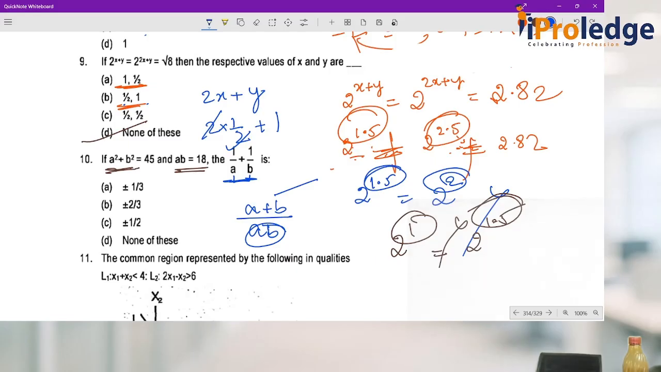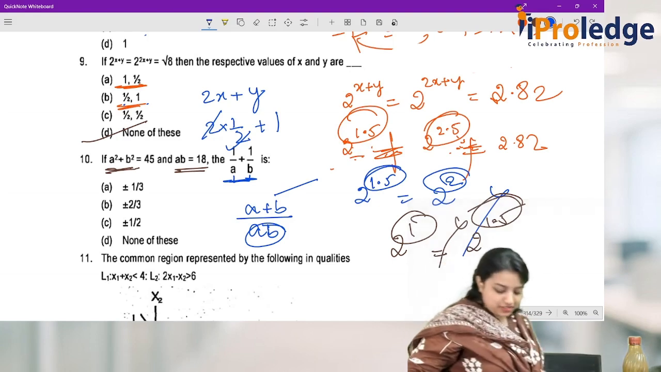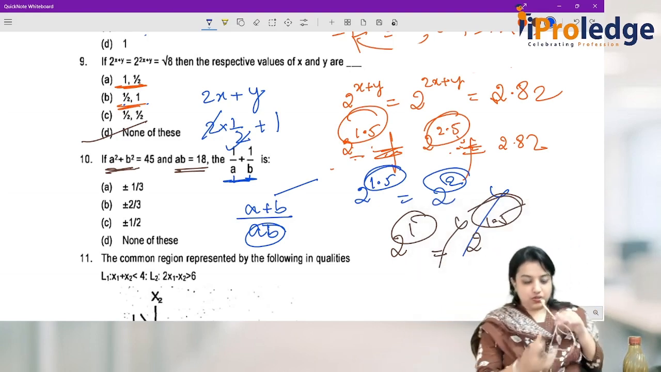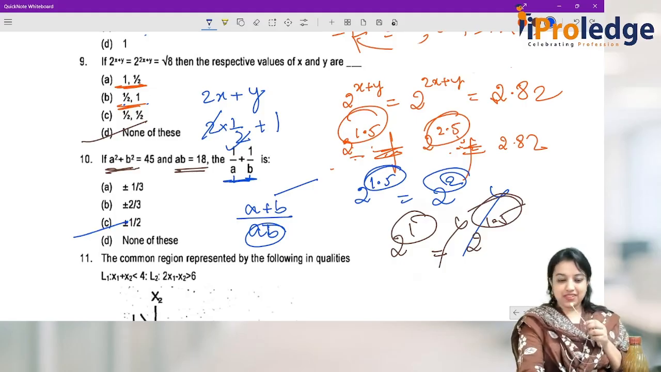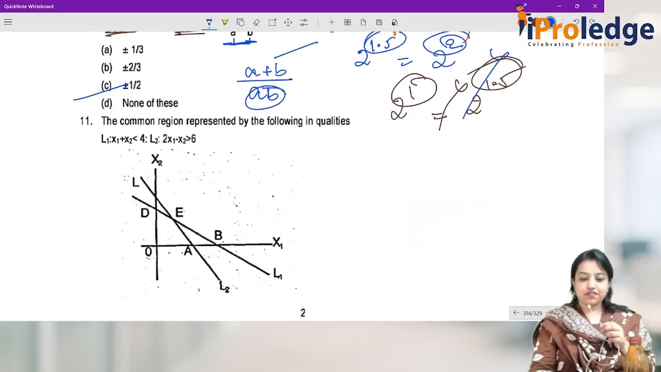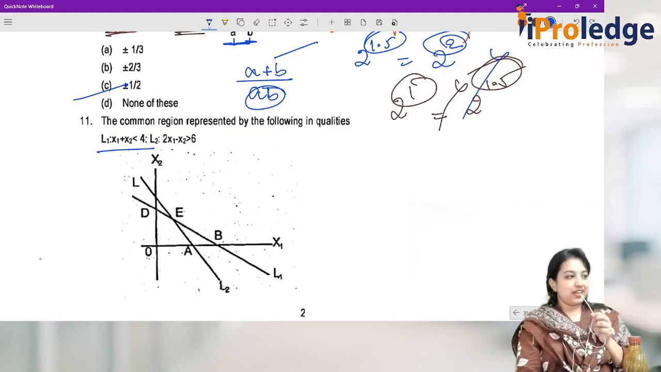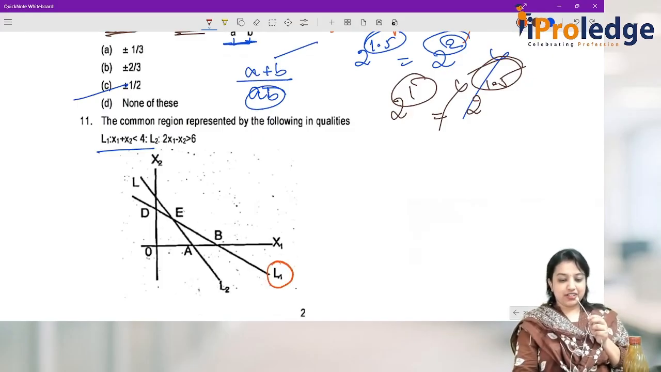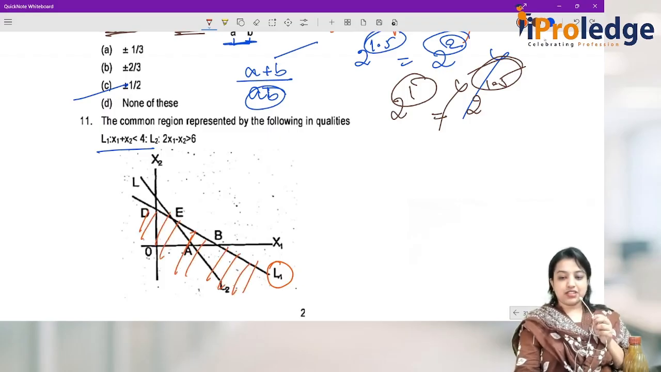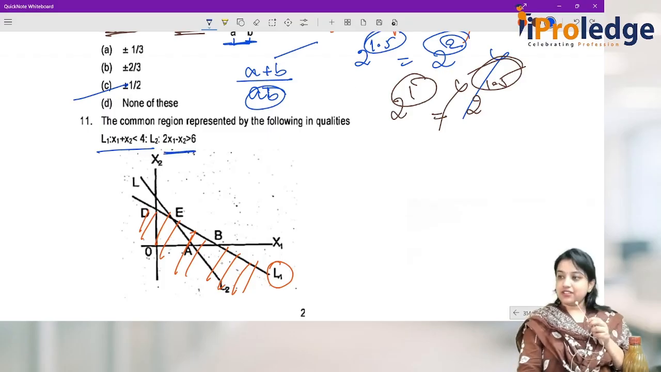Plus or minus 1/2 comes, since the square root is taken. That's it. So option C. Next, what is the common region? If it is lesser than, then L1 line will be towards. If it is greater than, then this is M2. M2 will be away, which is a common region.